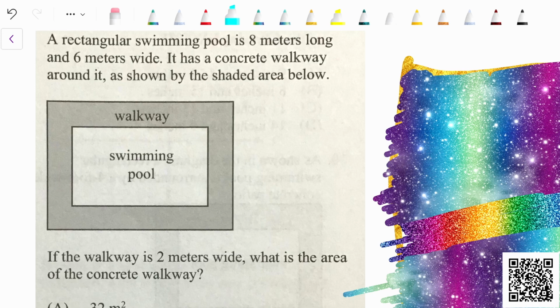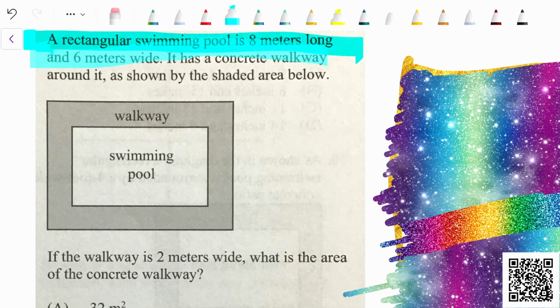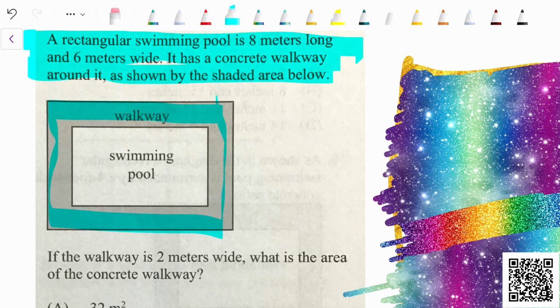So our first question today is, a rectangular swimming pool is 8 meters long and 6 meters wide. It has a concrete walkway around it, as shown by the shaded area below. I'm just going to color in the shaded area with some blue. If the walkway is 2 meters wide, what is the area of the concrete walkway? So 2 meters wide, as you can see here.